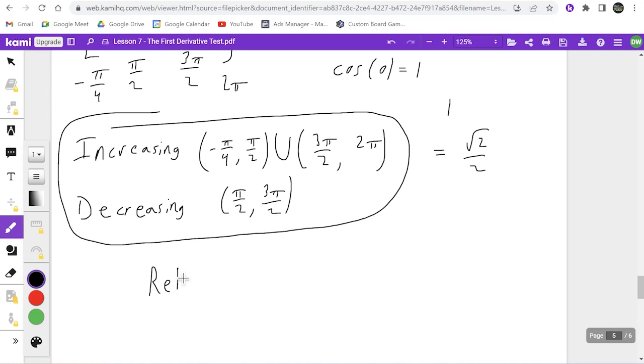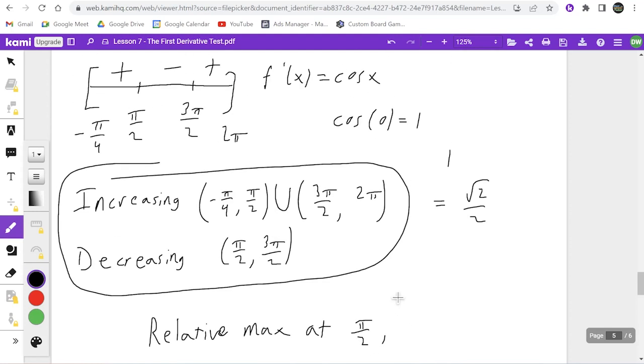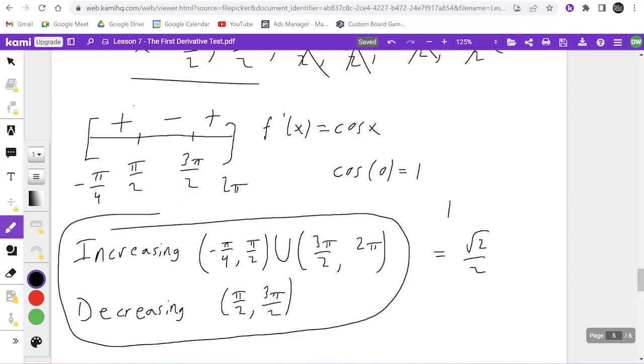So then we would say relative max at pi over 2. And then we would say relative min at x equals 3 pi over 2. And again, that has to do with the fact that at pi over 2, it's positive to negative signs, and then at 3 pi over 2, it's negative to positive signs. That's exactly right.